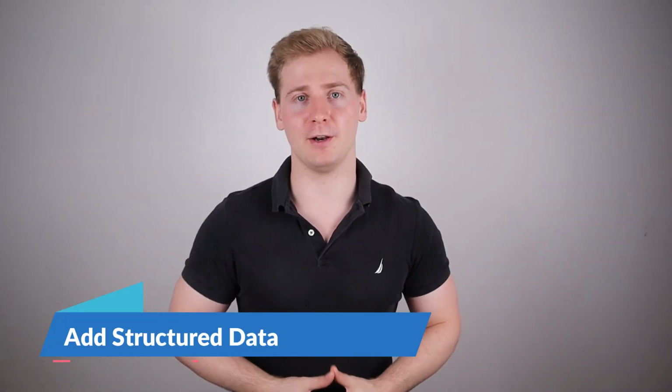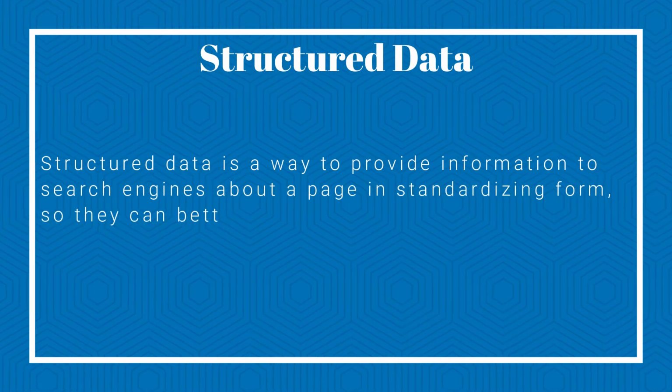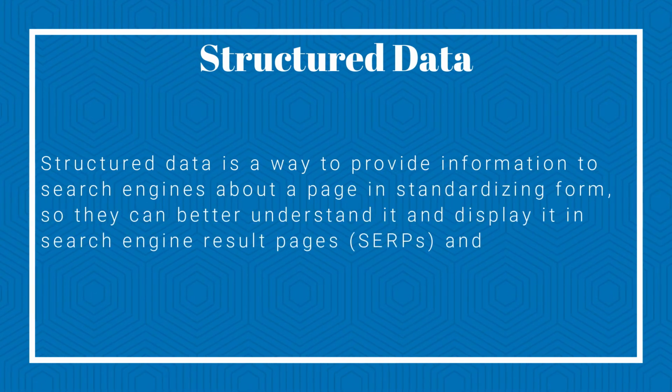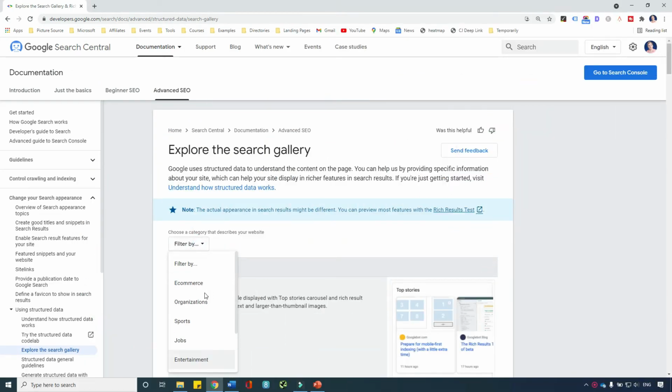Another very important part of your technical SEO, to help search engines understand your content, is using structured data. Structured data is a way to provide information to search engines about a page in a standardized form so they can better understand it and display it in search engine result pages, and in some cases as a rich snippet. A great example is the recipe rich snippet. As you can see, just within the SERPs, you can get the most important information about the recipe, such as the overall rating and from how many reviews, cooking time, ingredients, and pictures or video of the dish. And this is just one example of using structured data.